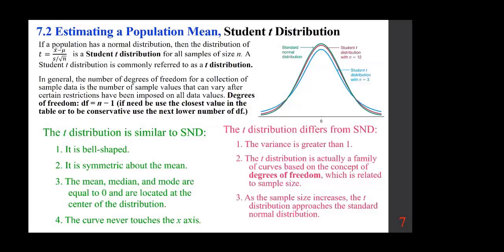The t-distribution differs from the standard normal distribution. Variance is greater than 1. The t-distribution is actually a family of curves based on the concept of degrees of freedom, which is related to sample size. As the sample size increases, the t-distribution approaches the standard normal distribution. The idea is that t ultimately becomes z.